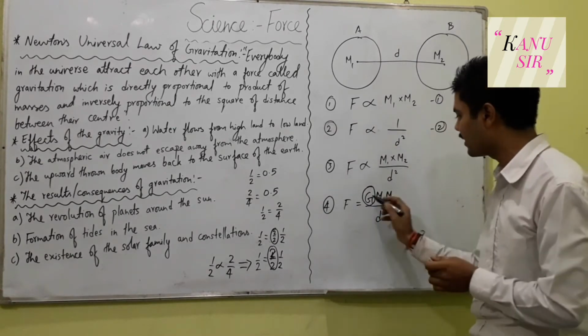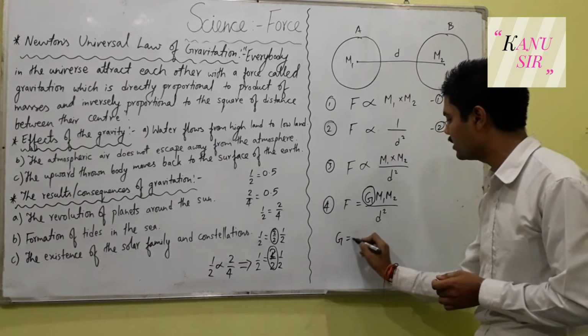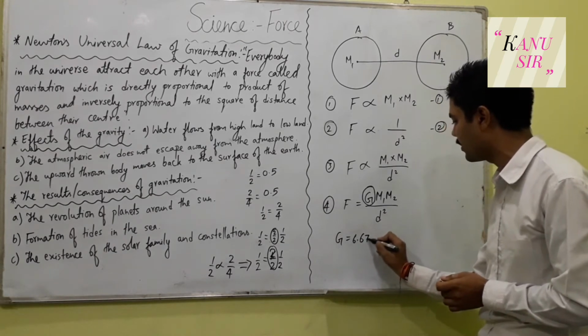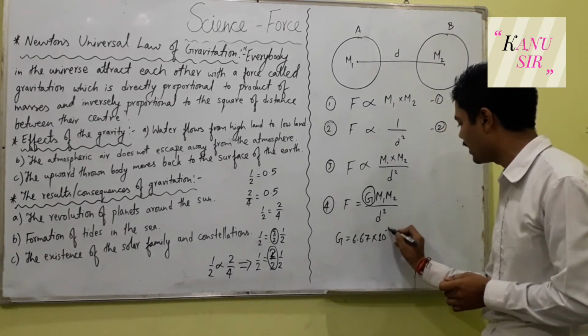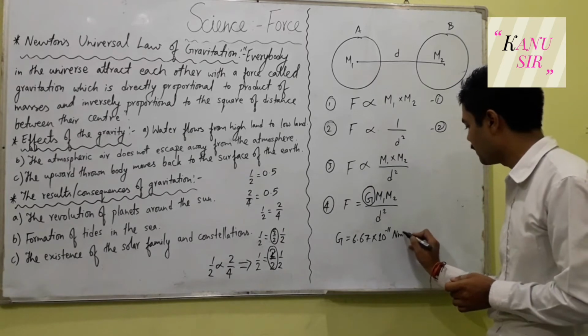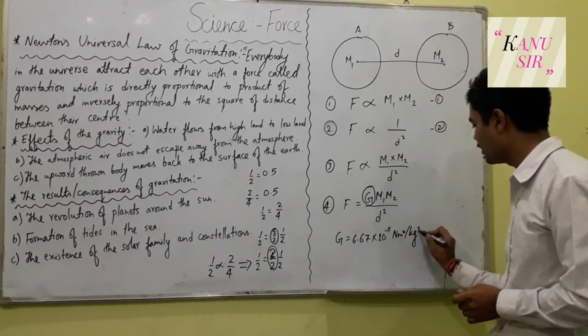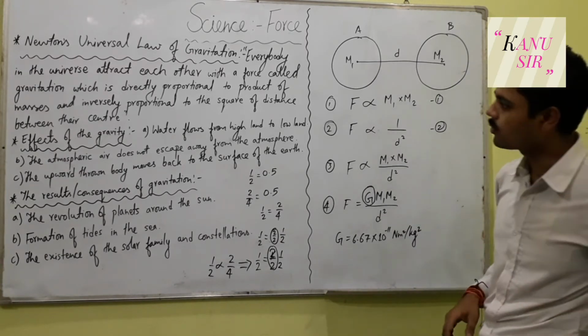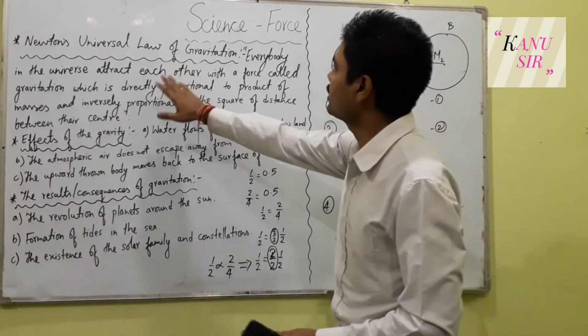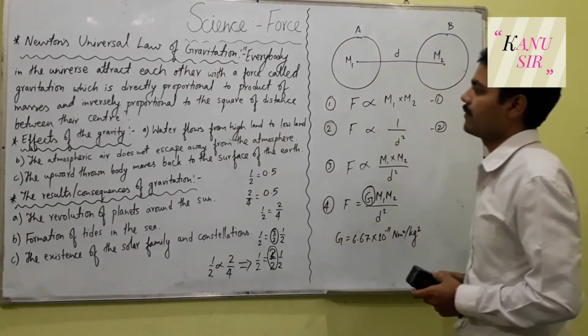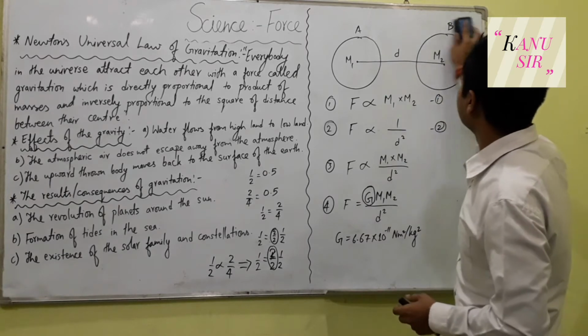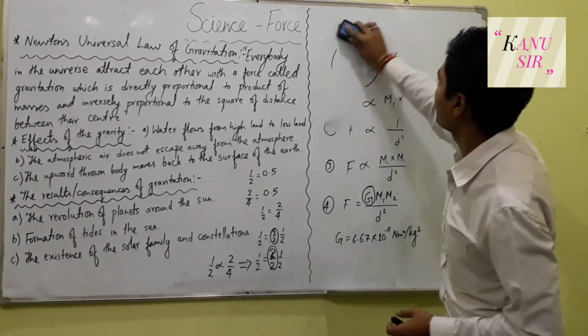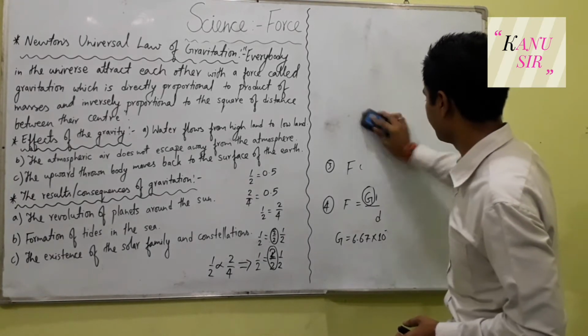In the same sense, the proportional sign is changed to the constant sign, and the constant is a fixed value, that is G, where the value of G is equal to 6.67 into 10 to the power minus 11 Newton meter square per kg square. So this is all about Newton's universal law of gravitation. And next topic now, effects of gravity.